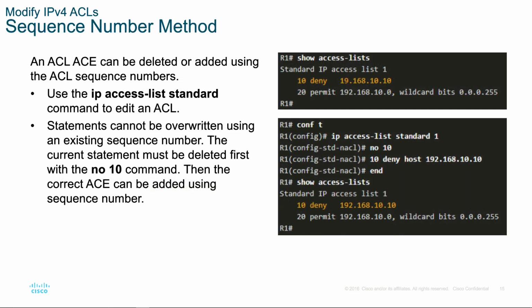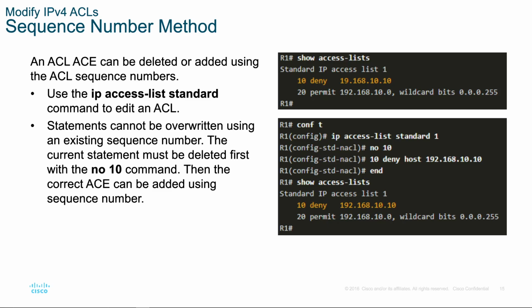So again, here you could go in and remove the statements with the sequence number and then reapply them. Just be aware that you cannot edit past the last statement. Okay, so sitting directly under sequence 20 is the implicit deny anything.